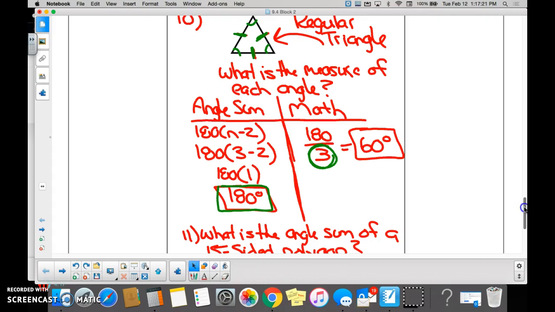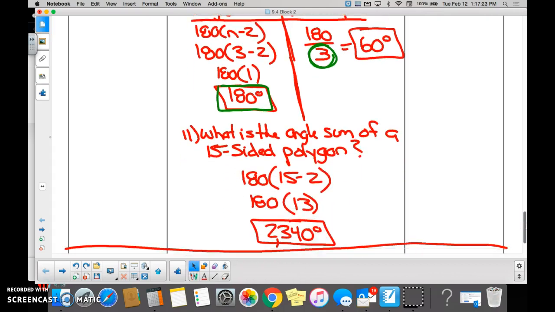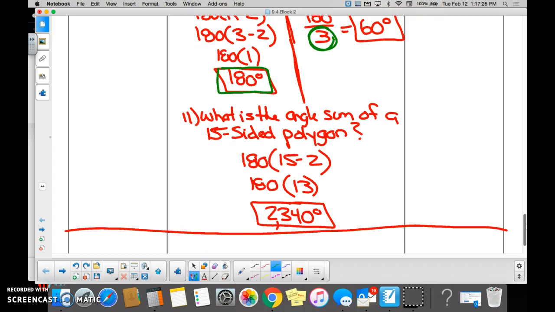And then the last one: what is the angle sum of a 15-sided polygon? We just put in 15 for our n, right? Yes. Subtracted 2 and multiplied by 180. Questions?